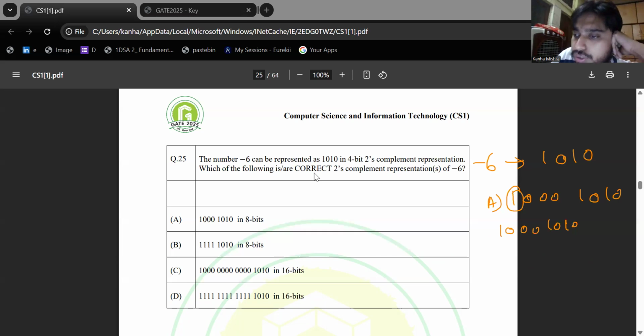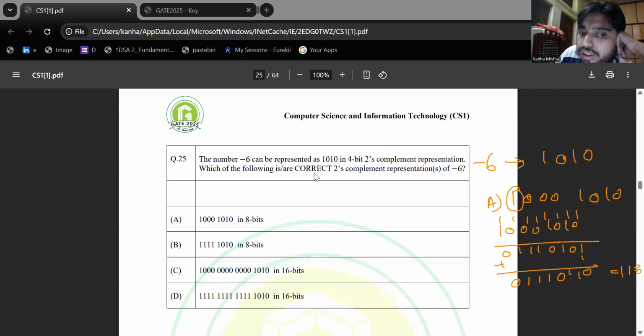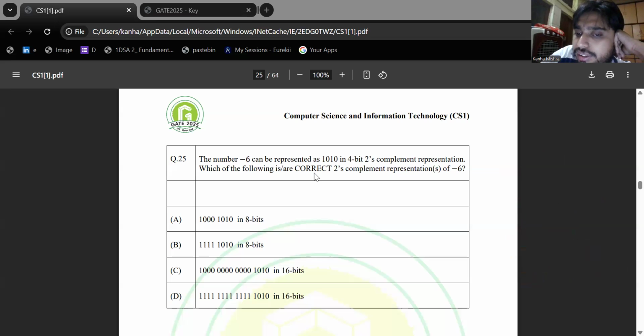first I will invert it. So subtracting it from 1 1 1 1 1 1 1 1, it will be 0 1 1 1 0 1 0 1. And then I can add 1 in this. So it will be 0 1 1 0 1 1 1 0. That is coming out to be 118. That is incorrect. So option A seems incorrect.